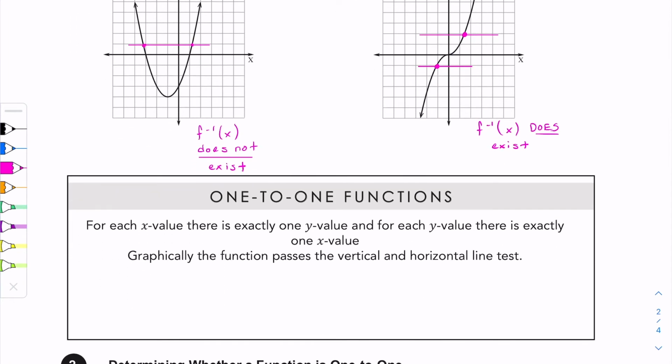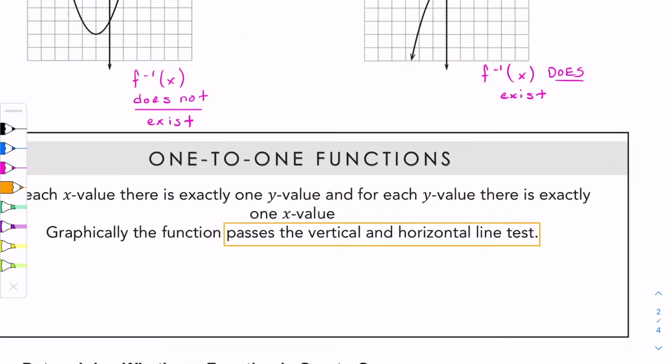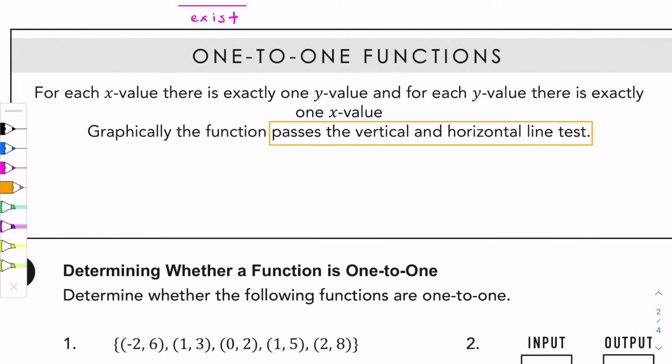One-to-one functions. For each x value, there is exactly one y value, and for each y value, there is exactly one x value. Graphically, the function passes both the horizontal and the vertical line test. That's important right there. If you have a graph that passes both tests, then there is a one-to-one function.